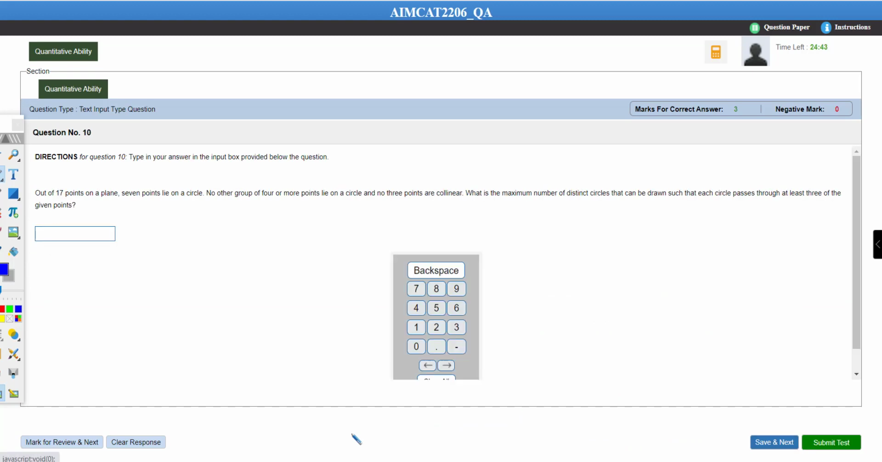After that, question number 10. Okay, out of 17 points on a plane, 7 points lie on a circle. No other group of 4 or more points are on a circle, and no 3 points are collinear. What is the maximum number of distinct circles that can be drawn such that each circle passes through at least 3 of the given points? Okay, so over here the property that we know is that from any 3 non-collinear points we can draw a circle.